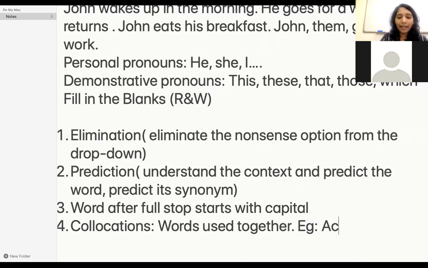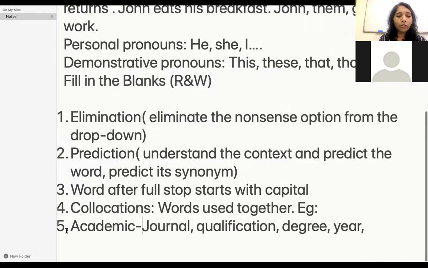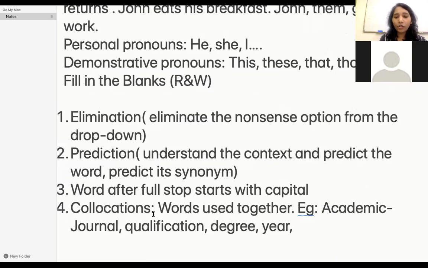To explain collocations, if I give you a word like academic, what could be a collocation for academic? You could use words like academic journal, academic qualification, academic degree, academic year, academic resources or academic materials, and things like this. So they are words that are commonly used with each other. So beware of your collocations. They also come in handy when you're solving your fill in the blank.